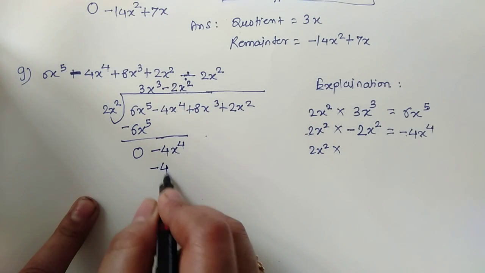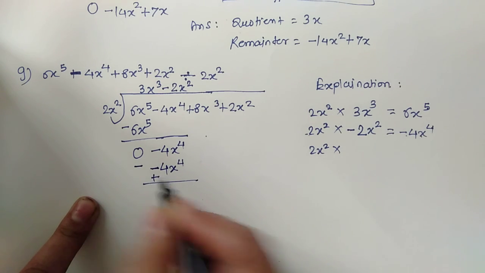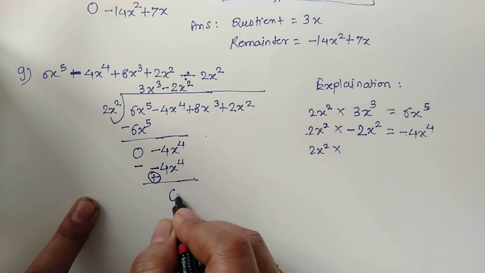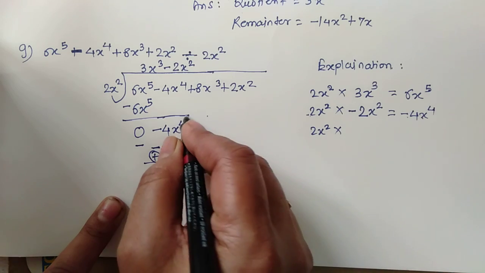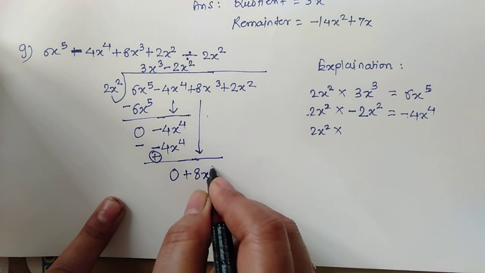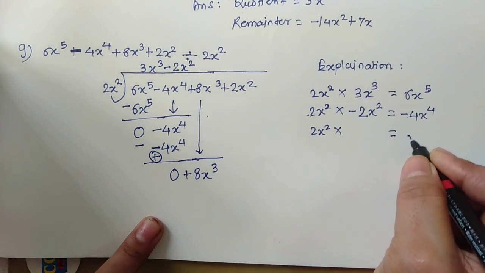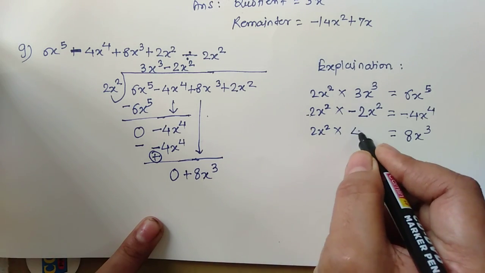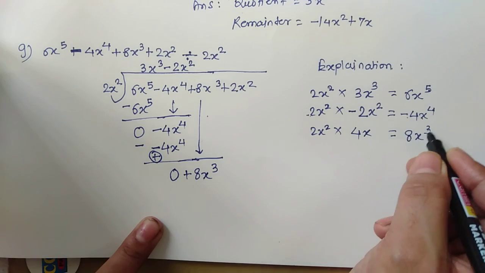Then we get the minus 4x raised to 4. Take the subtraction here. This minus becomes plus. And the subtraction is 0. Next term falls down. That is 8x cube. Then see the explanation part. What do we want? We want the 8x cube. So 2 4s are 8. X square into x is x cube.